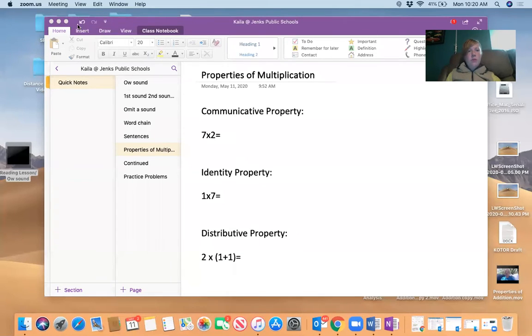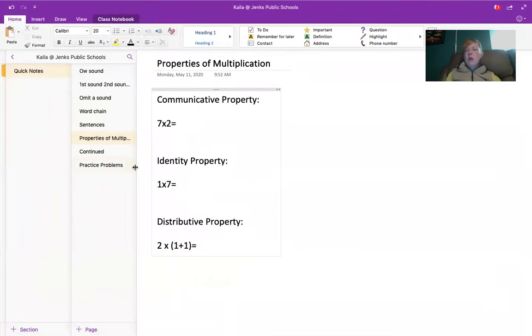Okay, so this week we are going to focus on the properties of multiplication. Like the properties of addition, they're the same names. They might look a little bit different, and actually one of them is completely different. There's no associative property; there is, but we're going to focus on the distributive property instead.